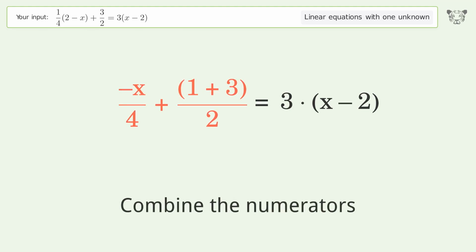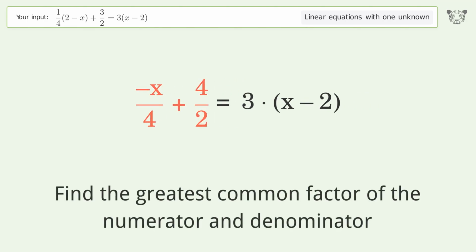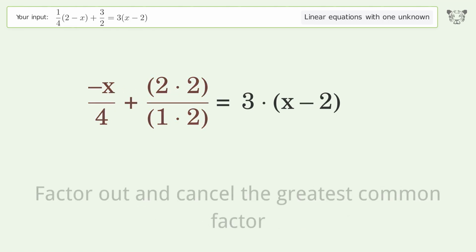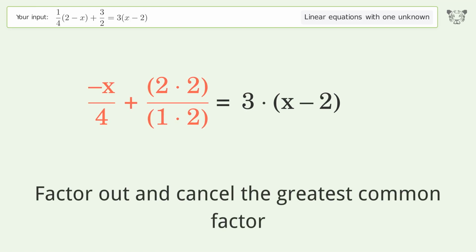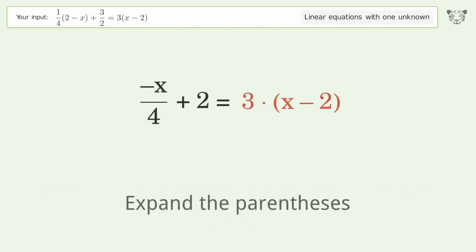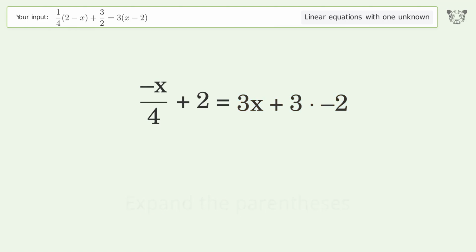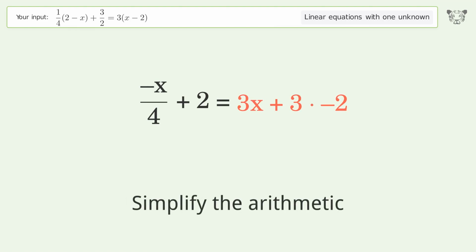Combine the numerators. Find the greatest common factor of the numerator and denominator. Factor out and cancel the greatest common factor. Expand the parentheses. Simplify the arithmetic.